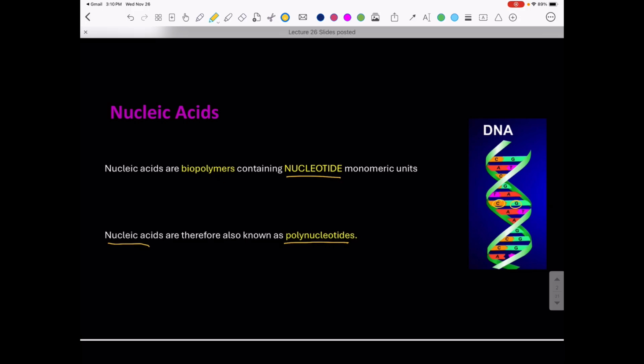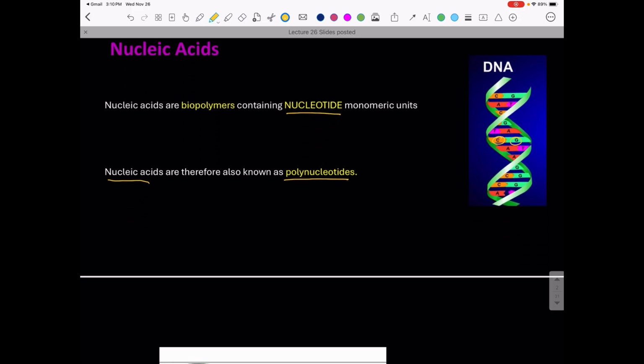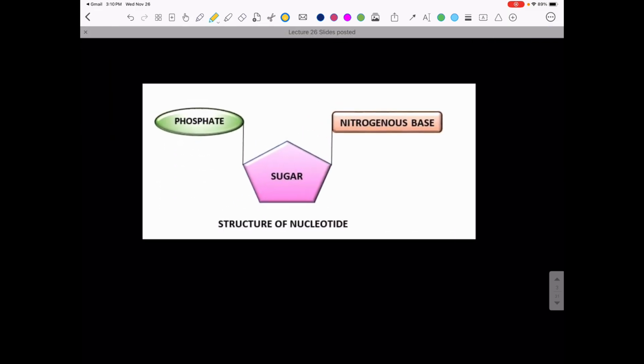Now let's look at the structure of a mononucleotide. It has three parts to it. One is the phosphate group, the second one is a sugar, and the third one is a nitrogenous base. All three of them together make a nucleotide unit. Now, if you were to have just the nitrogenous base and the sugar, this is called a nucleoside unit. Side meaning sugar containing with nitrogenous base.